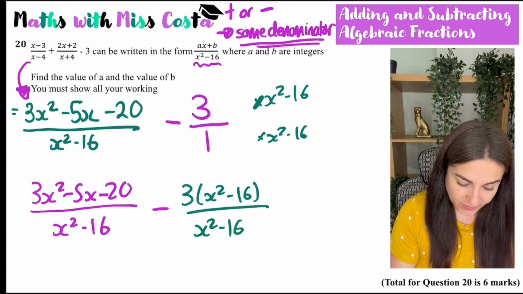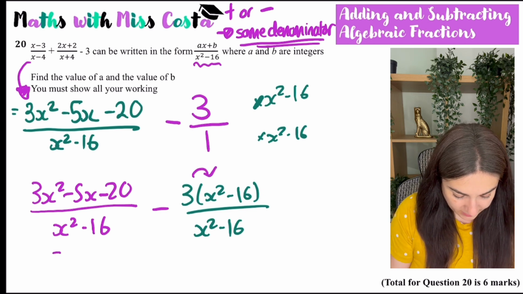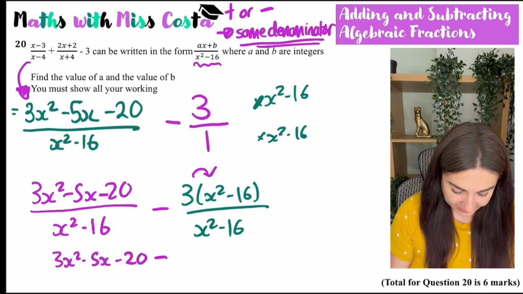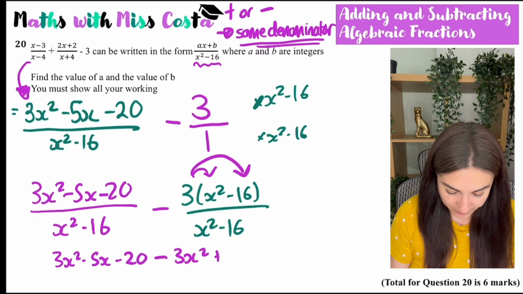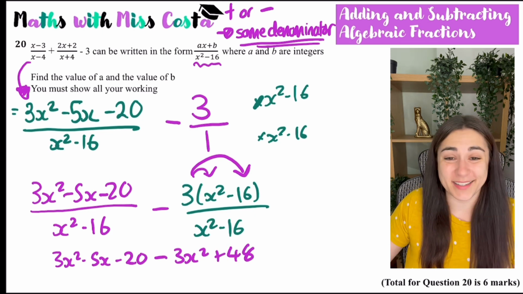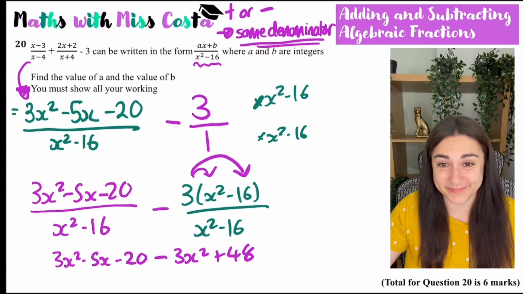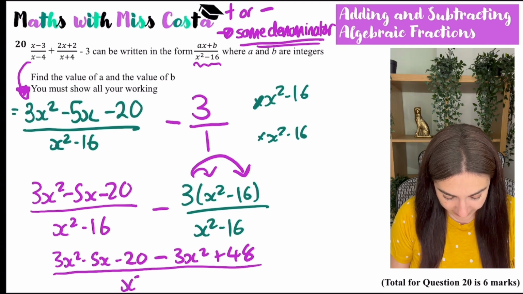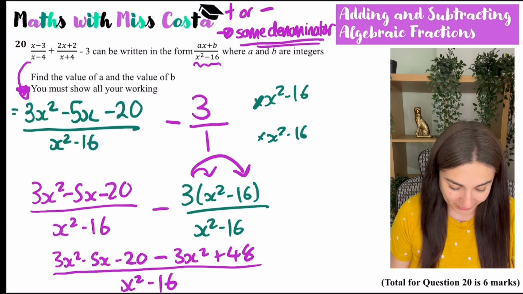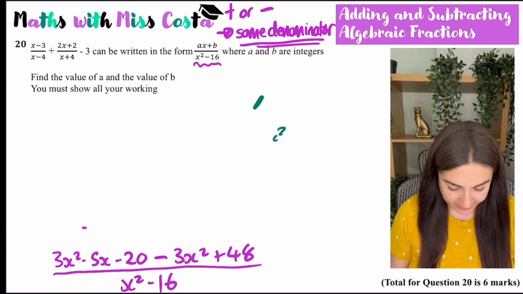Now, what I can do is expand this. So that would become 3x squared minus 5x minus 20 minus, and then 3 times x squared is minus 3x squared, and then minus 3 times minus 16 is going to be plus 48. Let's just double check, because honestly, sometimes it's the simple things that lead to the whole question going wrong. So thankfully that's right. And that is all going to be over x squared minus 16. So let's clear this up and continue simplifying.